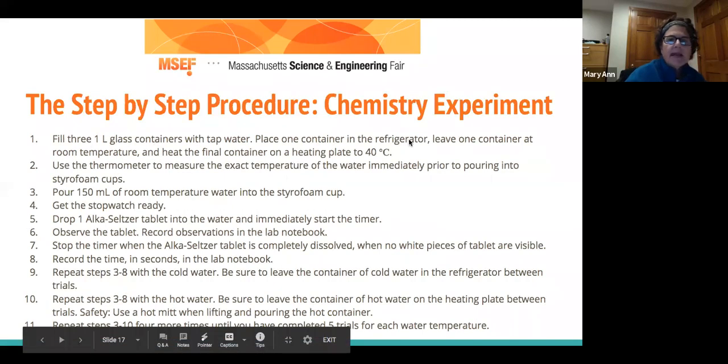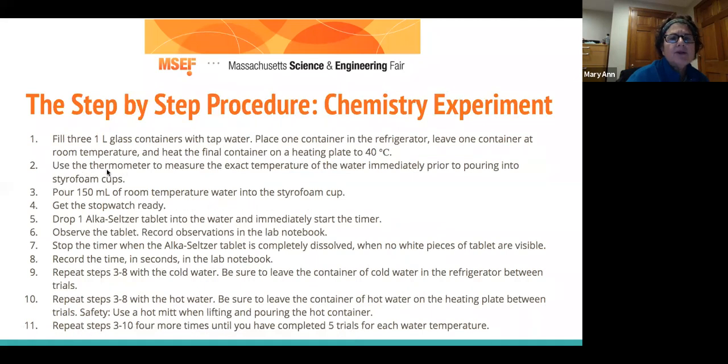I start with the same thing here. You can read through this on your own. Use the thermometer to measure the exact temperature of the water. Pour 150, get the stopwatch ready. But the key here is repeat. Try to get them to not rewrite everything for the cold water.